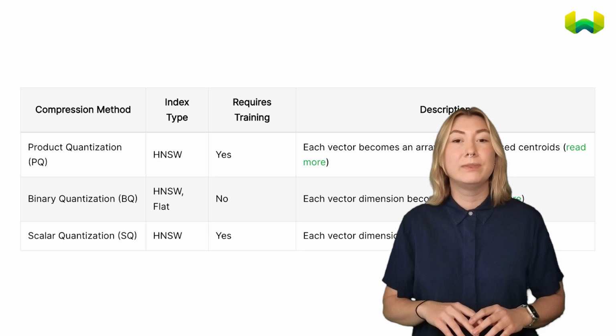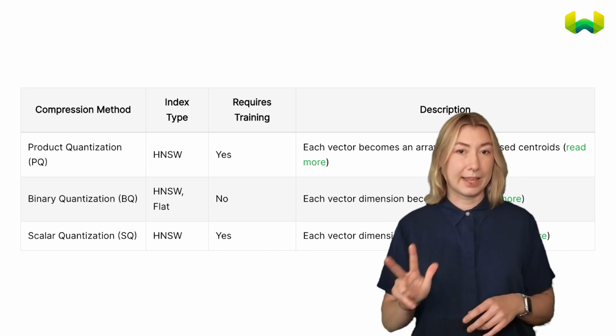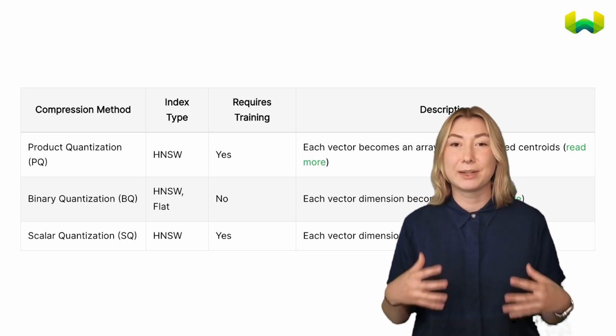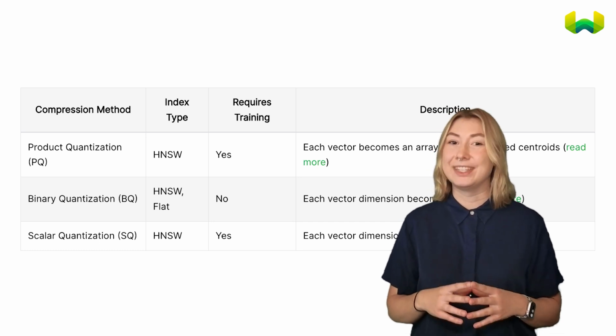What about compression? Weaviate currently offers three compression techniques: product quantization, binary quantization, and scalar quantization. Compression techniques can help lower resource costs and even speed up searches, but it's important to choose the right type and also balance with accuracy considerations.